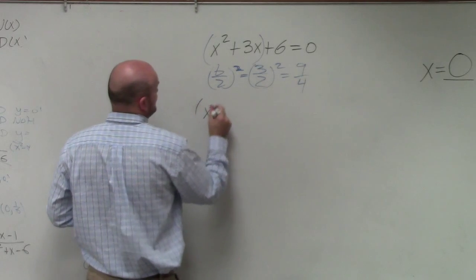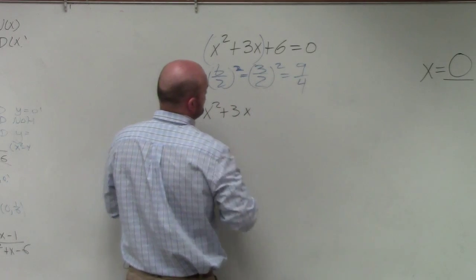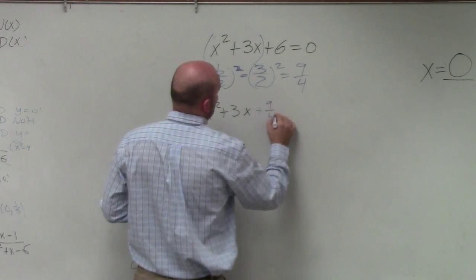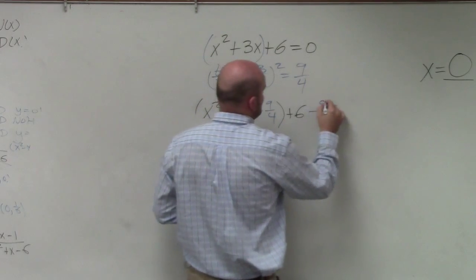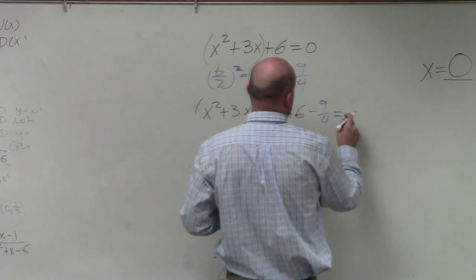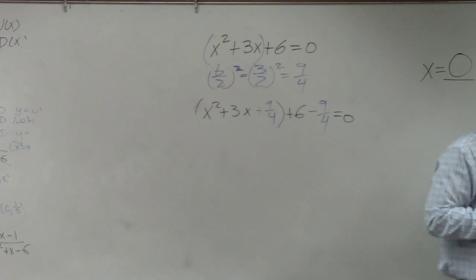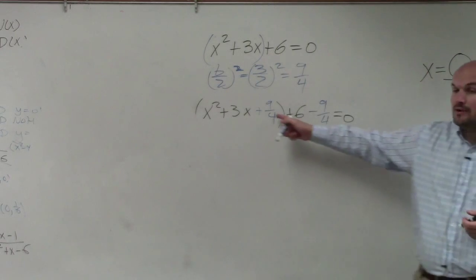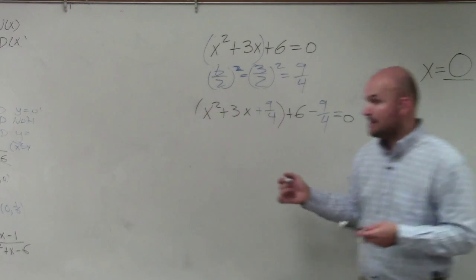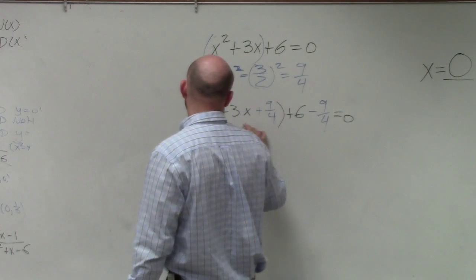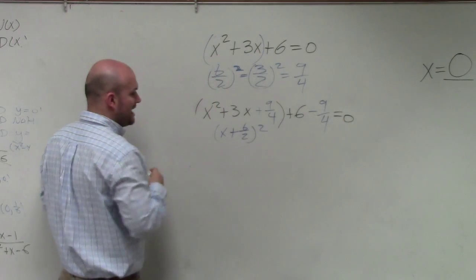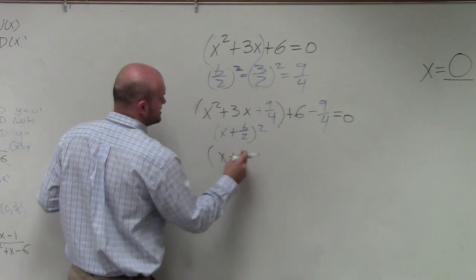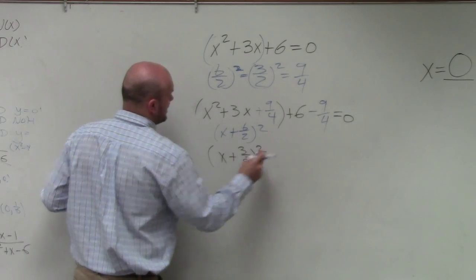So I have x squared plus 3x plus 9 over 4 plus 6 minus 9 over 4 equals 0. Does everybody follow me? Yes, sir. OK. Now I complete the square here. If you guys remember, x plus b divided by 2 squared. My b divided by 2 was 3/2. So this is x plus 3/2 squared.